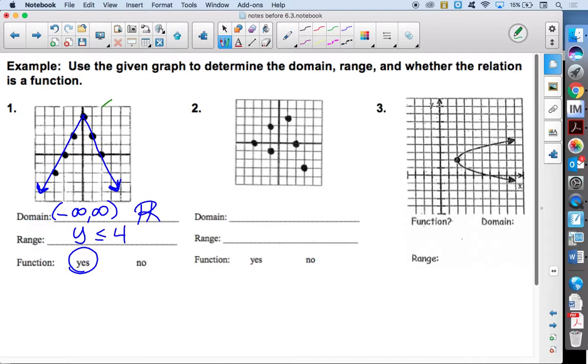And that's because this point here, the vertex, that's its max point. It doesn't go any higher than 4, but the graph is less than 4. So it's equal to it because there is a point there. Any questions with the first one?